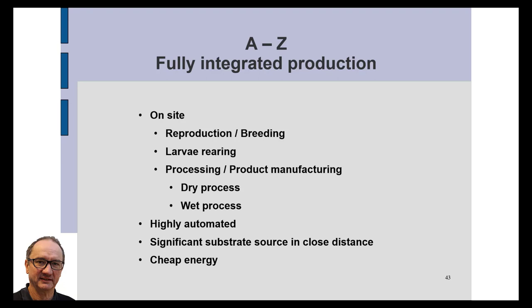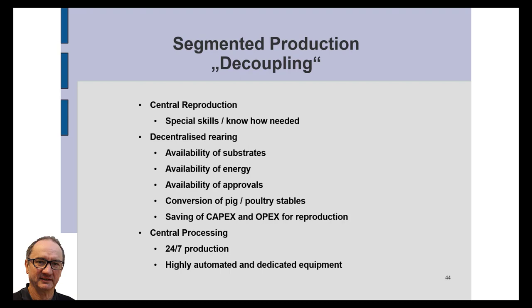The segmented production, the decoupling, separates these three steps: the reproduction, then the breeding, the mass production and rearing, and then the processing. The central reproduction needs special know-how, especially in terms of biology, to get a high yield of neonates hatching out of the eggs. As I already said, the neonates have to be put on feed fast. However, with our suspension together with FreeSEM, we are able to store them for several days, and we guarantee 14 days, 90% survival rate, and a very good quality.